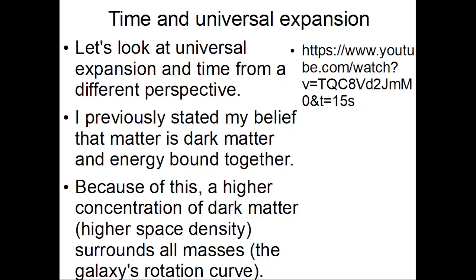Let's take a look at universal expansion in time from a different perspective. In a previous slide, I stated my belief that matter is just dark matter and energy bound together. The link here is for a video explaining this. Regular matter concentrates dark matter around itself, meaning dark matter or space density is higher in and around all objects. With the instruments we have, we can only measure this concentration around stars and galaxies. That explains the galaxy rotation curve, Mercury's precession, and gravitational bending.